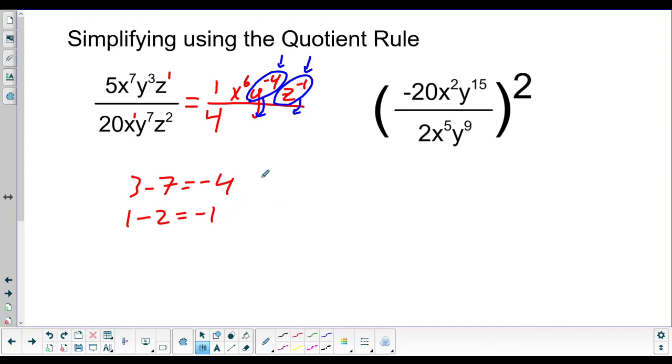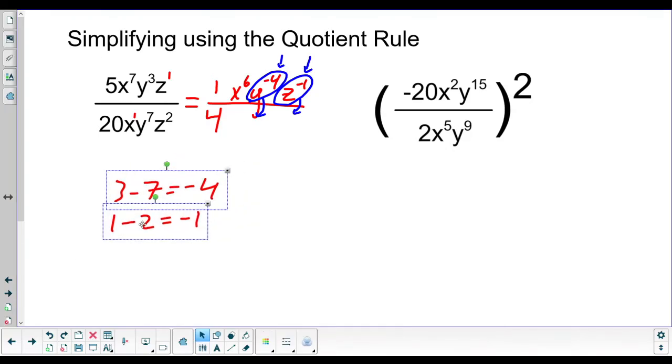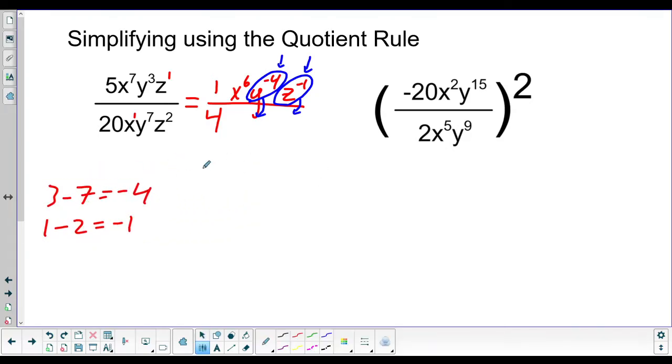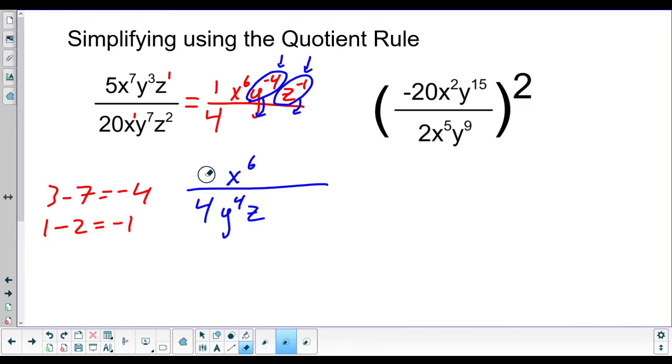So our final answer is going to be 1 over 4, x to the 6th, y to the 4th on the bottom, z to the power of 1, but I don't write 1s on the bottom. You could get rid of this 1 if you wanted. You could just put x to the 6th over 4, y to the 4th, z. That's probably the cleanest way to write it. And that's your answer. You're done.